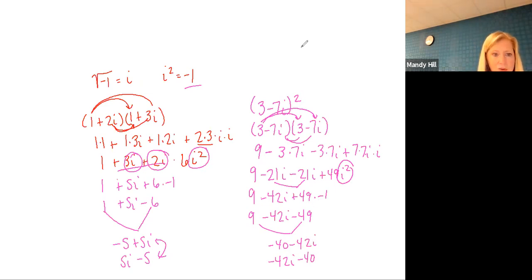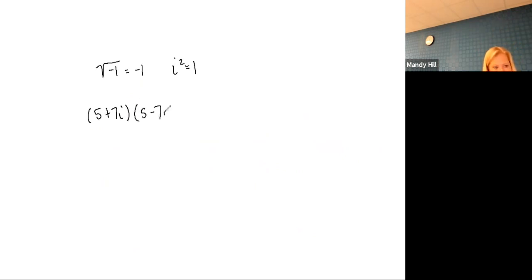Okay, we have two more examples like this, and one of the reasons why I like to work with several examples of these is just because a lot of people haven't seen this whole concept of i before. It's not that it's super difficult, it's just sometimes intimidating when you haven't seen it before. So these are the two facts we want to remember. We're going to do (5 + 7i) times (5 - 7i).